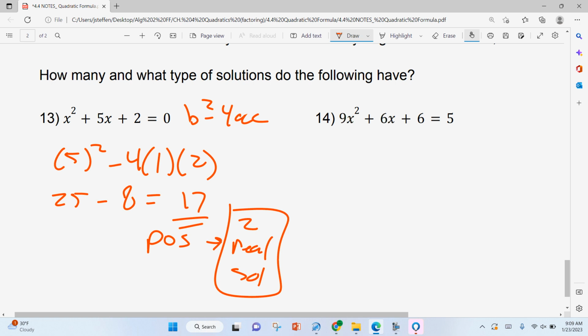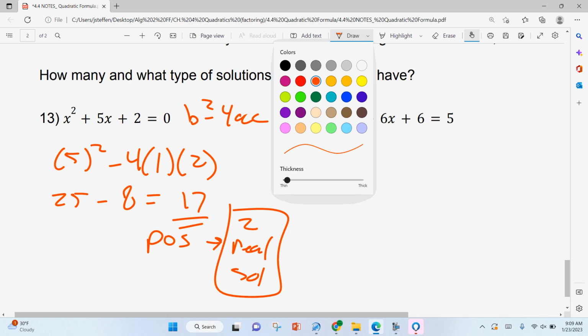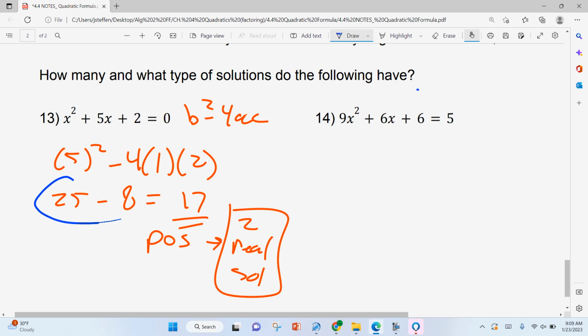Now, a little shortcut to this, and I'd rather you guys not use this, I'd rather you put it in your calculator. But one thing I've done in the past when I'm working on something, 25 minus 8 is going to be positive, because 25 is bigger than 8. So you're going to have to find 17.